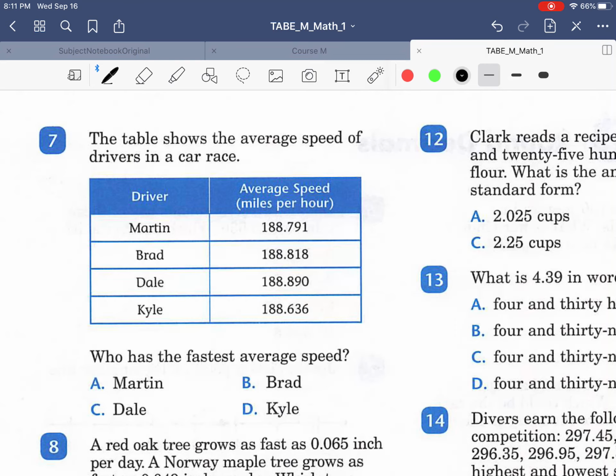The table shows the average speed of drivers in a car race. So we have 4 drivers and 4 very similar speeds. Who has the fastest average speed? Now, this is talking about miles per hour, so fastest is going to equate to the greatest. This is not finishing times in seconds or minutes. This is the actual speed of the engine. So we need to look for the greatest number.